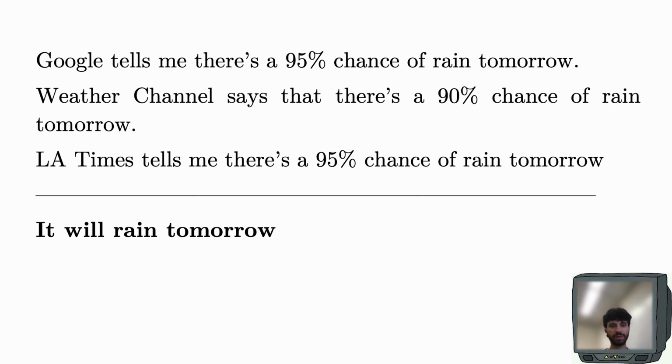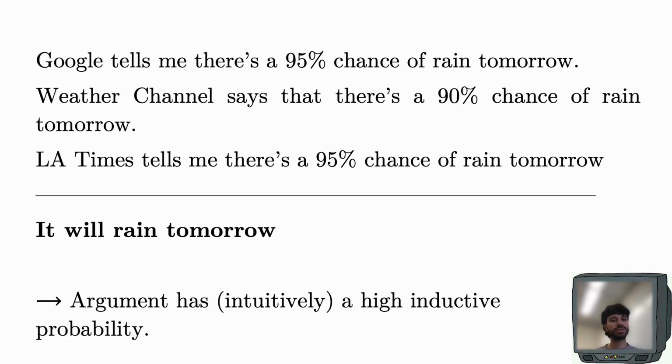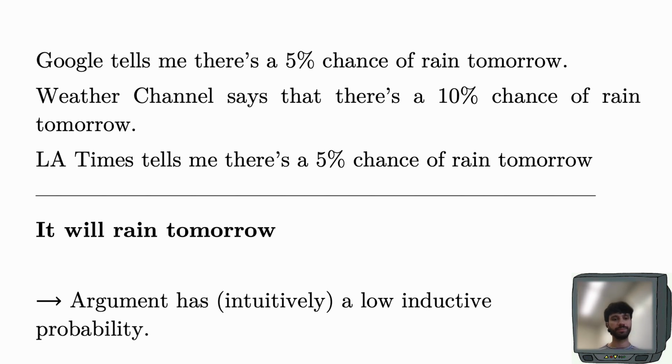So the evidence, or the premises, is all the evidence I've collected through looking at the 3 different websites. And so I infer a conclusion that it will rain tomorrow. And this argument has intuitively a high inductive probability. Now suppose I look at the same websites and they tell me that there's a 5% chance of rain tomorrow, or 10%, or 5%, and I still conclude that it will rain tomorrow. I hope that you have the intuition that this has a very low inductive probability.